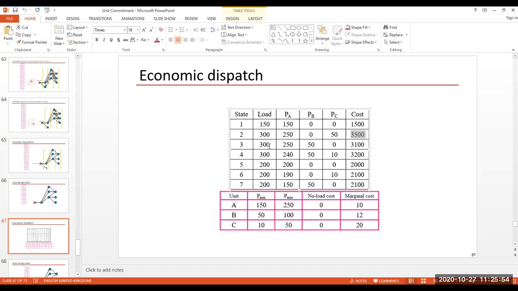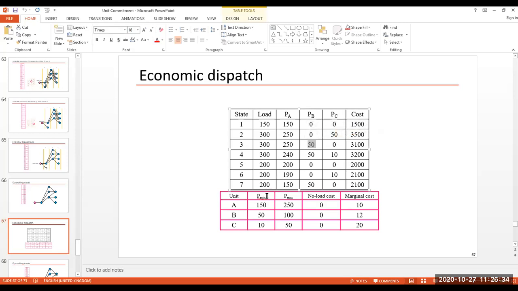Then at state 3, we are still in the states belonging to our number 2, so the load demand is the same. The combination is now 1 1 0. You see, 1 means on, so it's 1 1 0. Again, can you take 250? You have to check the minimum of PB. What is the minimum of PB? It is 50. So I can take 50 from B, and the remaining I can take from unit A, up to its maximum.